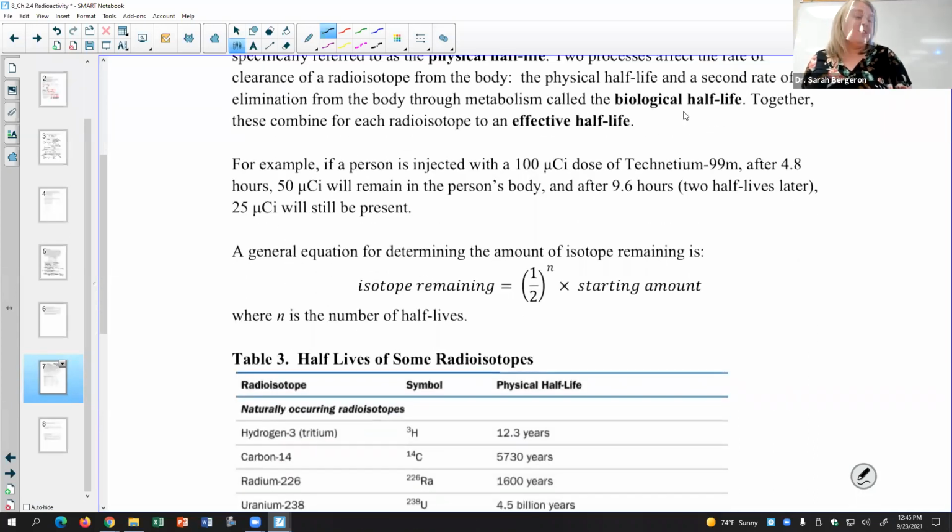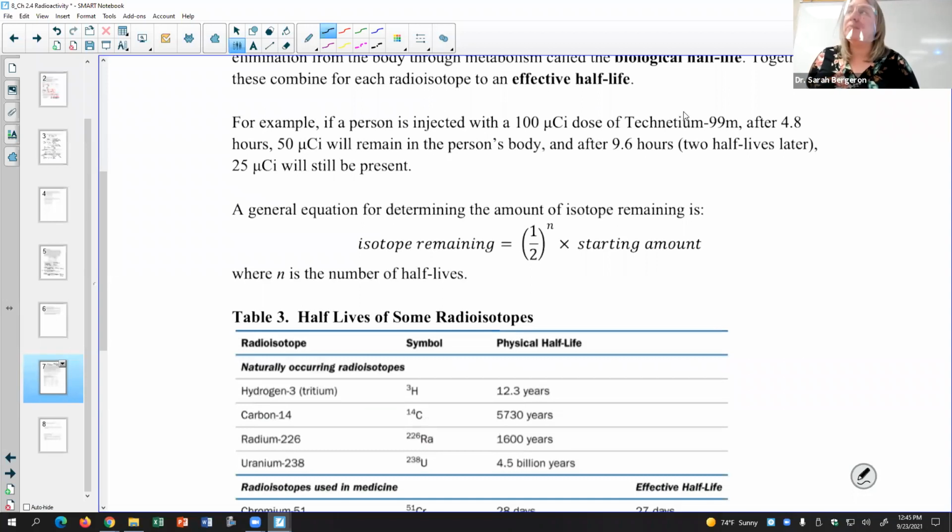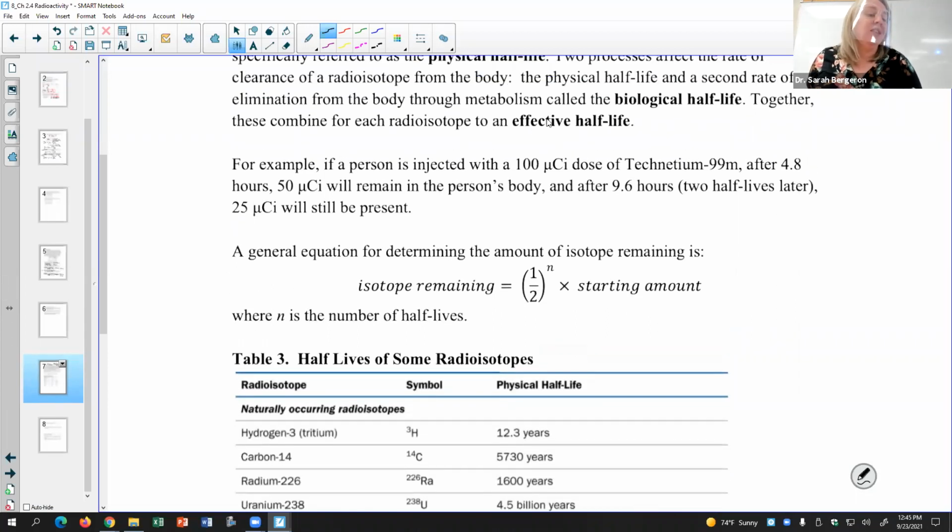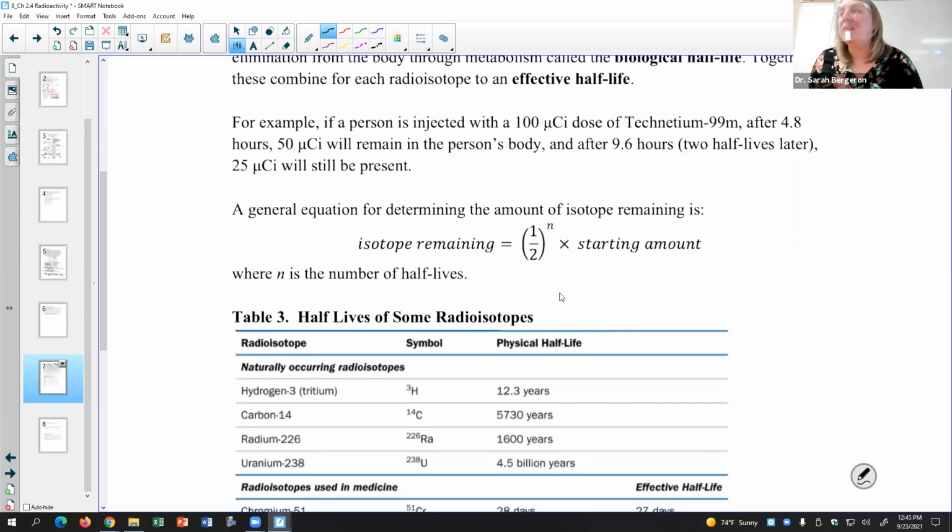All right, so how do you calculate how much is going to be left after a certain amount of time? Well, we can only calculate based on the real half-life, what's actually happening with the body, right? And then say, okay, well, it's going to be a little bit faster if we put it in a person. But you can determine that using this formula.